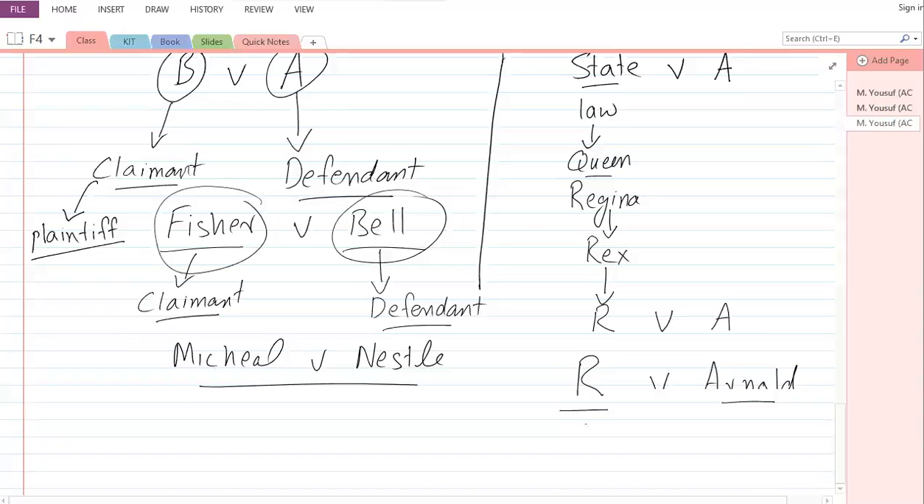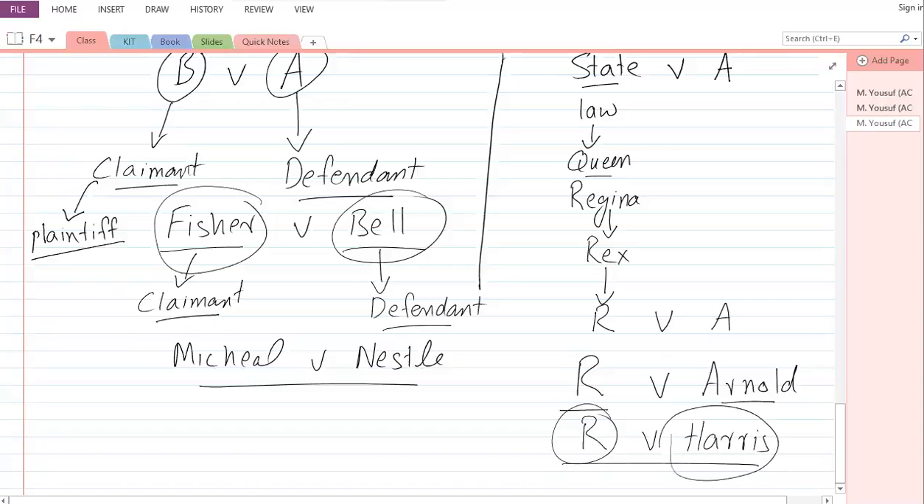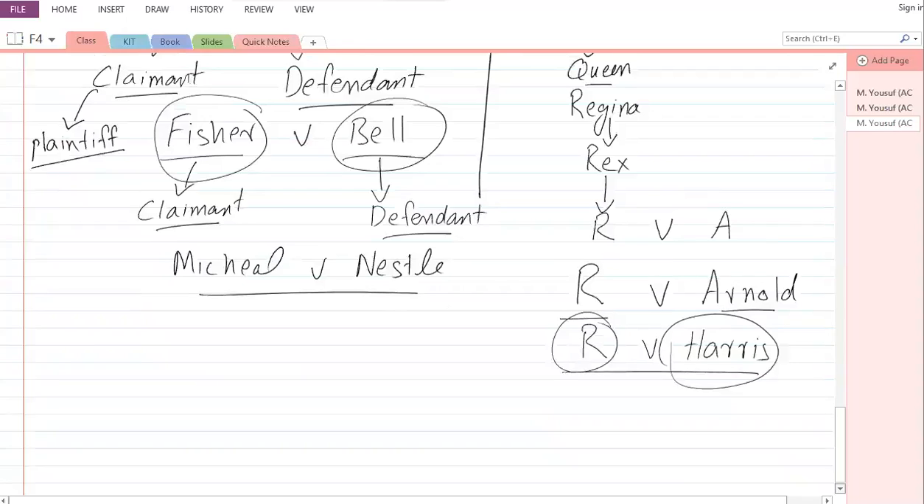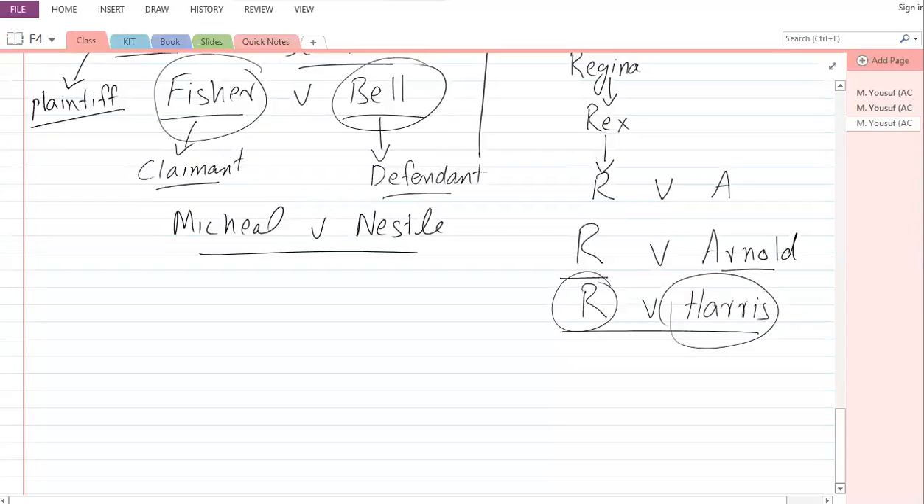But there is another case, that is R versus Harris. So the name suggests that it is a criminal case because there is R in it. Mr. Harris will be involved in some sort of criminal activity. That is why this case name starts with R. So by name we can judge whether it is a civil case or a criminal case.